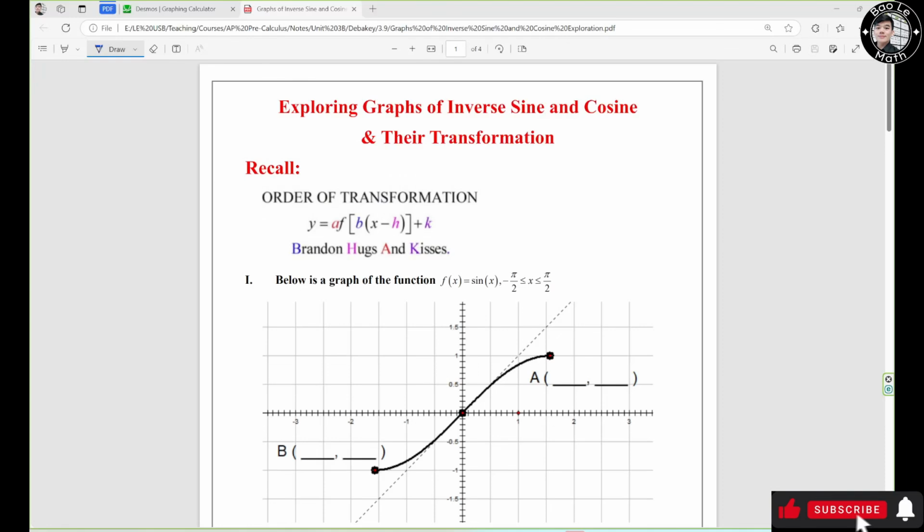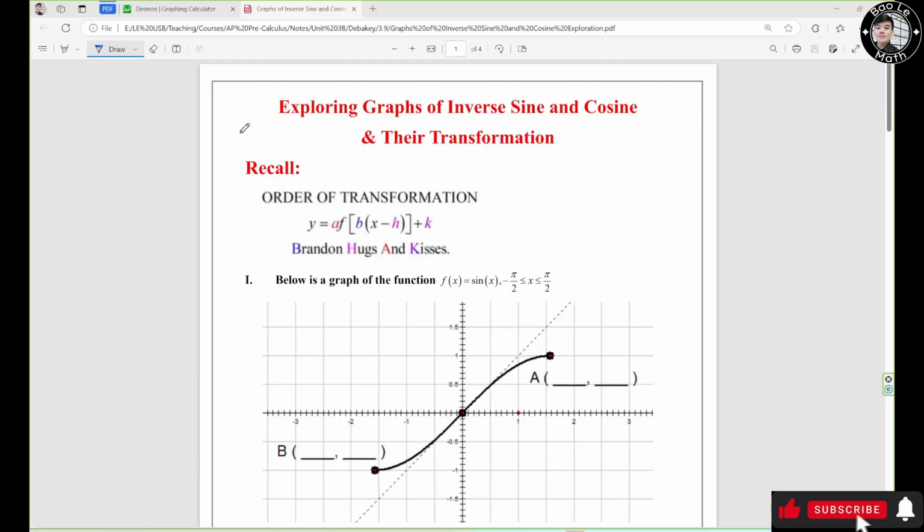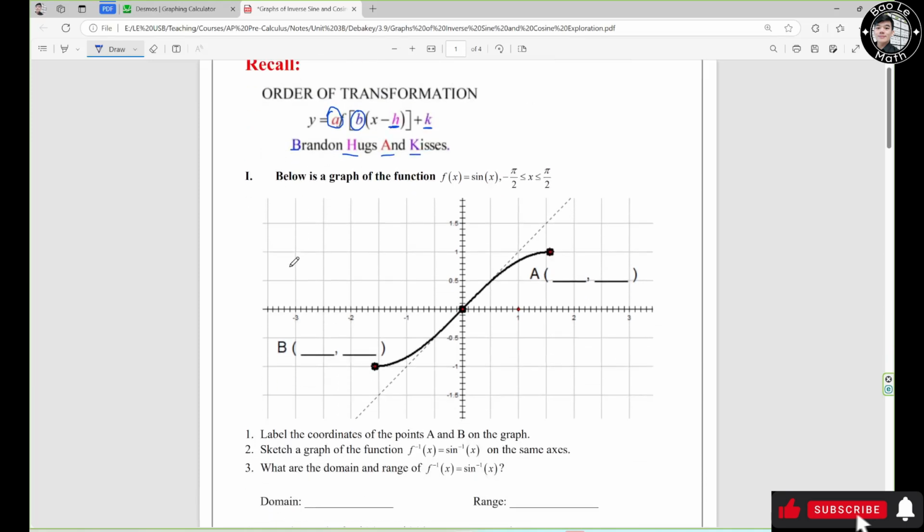Hello everyone. In this video, we're going to explore the graphs of inverse sine and cosine functions and their transformations. Alright, first we need to recall the order of transformation. y equals A times f of B times (x minus h) plus k, right? And the order should be B, H, A, K, right? Now, let's take a look at the first one right here.